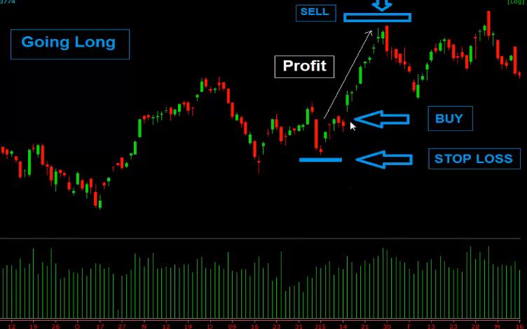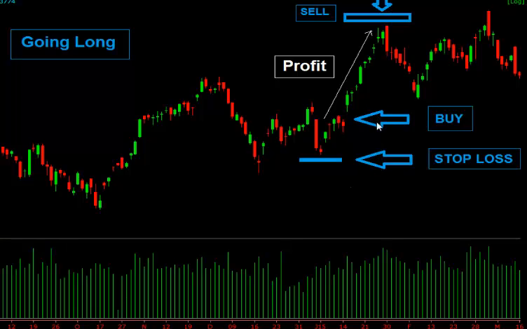Stop loss essentially is a sell order when you are going long. So here we are going long, so this is going to be a buy order, this is going to be a sell order, right? And stop loss is a sell order. It's an artificial sell order where we are telling that if the price, instead of going up, turns around and goes down, I'm going to be selling over here. This is where you're buying, this is where you're selling, and this is the amount of loss which you are going to take.